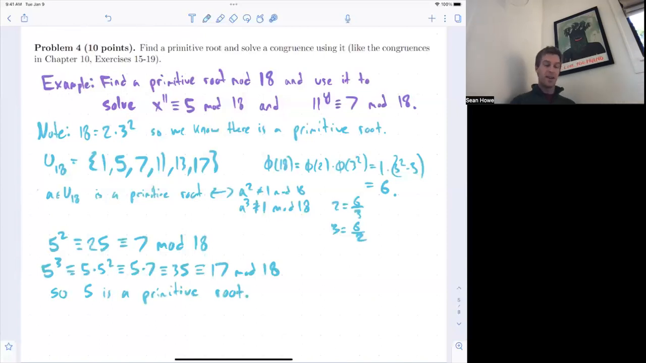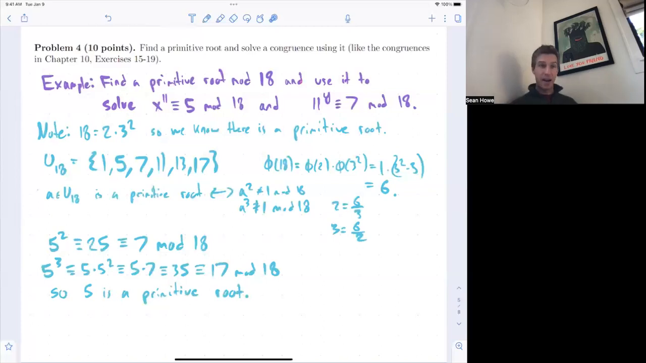So that's sort of the idea. I have 5 squared is not 1 and 5 cubed is not 1. So without computing any more powers, I know that it's a primitive root. So this answers the first part of the problem. I found a primitive root mod 18.